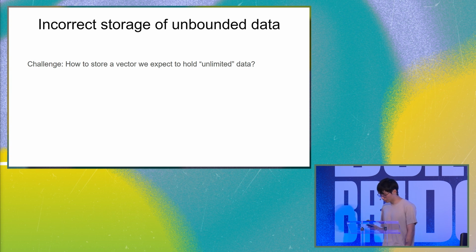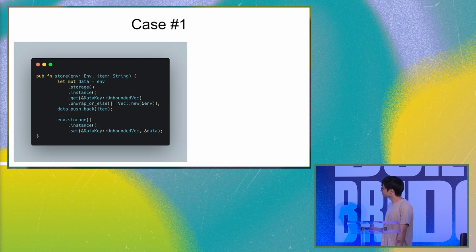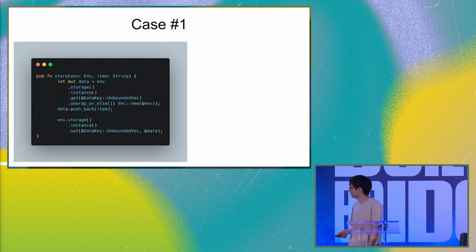So one question you might ask is, what is the implication of this ledger size limit? One common use case is we want to store a vector. And vector sizes are often unbounded. For example, maybe you have a vector of users, right? And you want to have, hopefully, a lot of users on your protocol. So the naive way you might want to do this is you put it in instance storage or wherever you put it, and then you just store the entire vector in that.